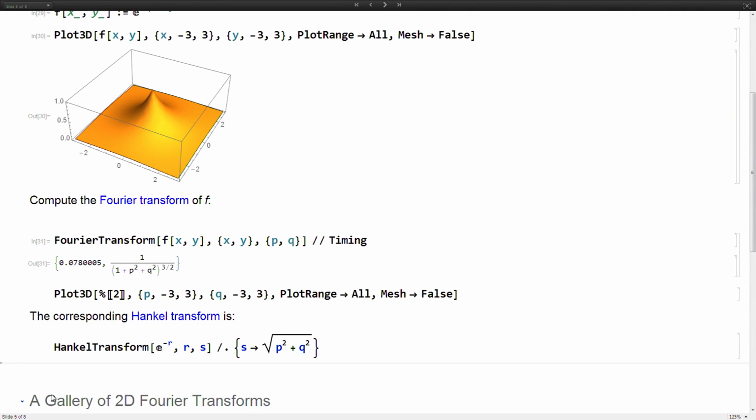Okay, just a minute. Oh, it won't work. Okay, for some reason I can't get that.